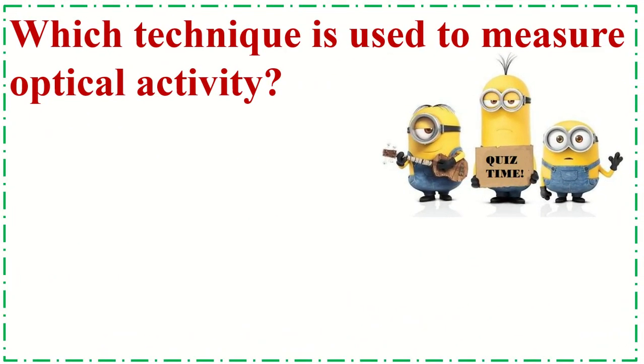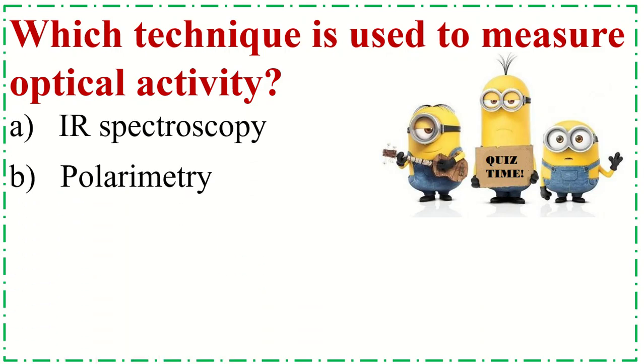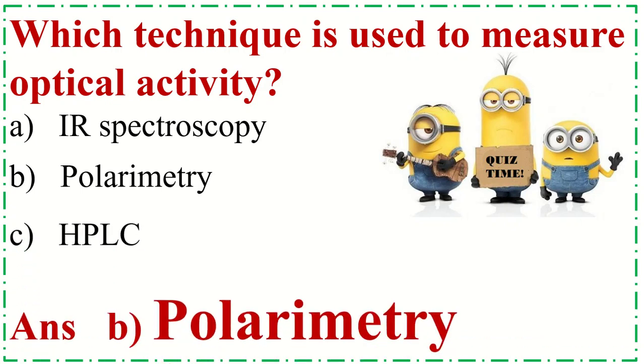Which technique is used to measure optical activity? Option A IR spectroscopy, B polarimetry, C HPLC. Correct option is B polarimetry.